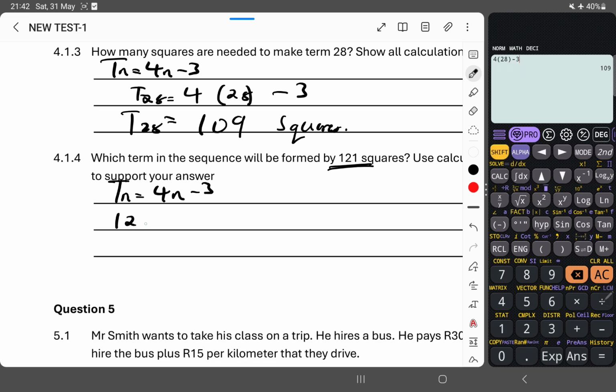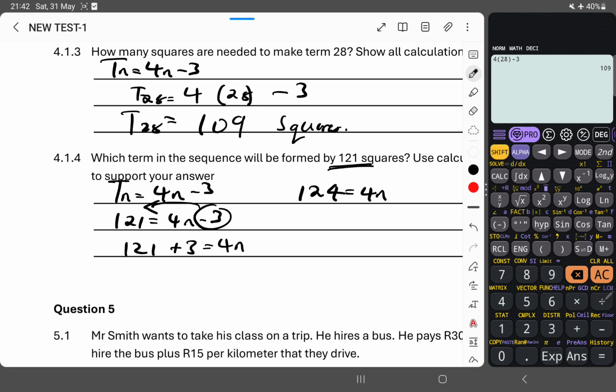Therefore, I want to know the value of Tn, which is the number of squares. So 121 is equal to 4n minus 3. This particular 3 is negative. I'm going to group my like terms together. The negative 3 on this side is going to become positive there. 121 plus 3 is equal to 4n. 121 plus 3, I'll have 124, is equal to 4n.